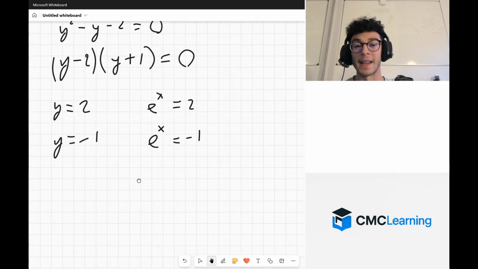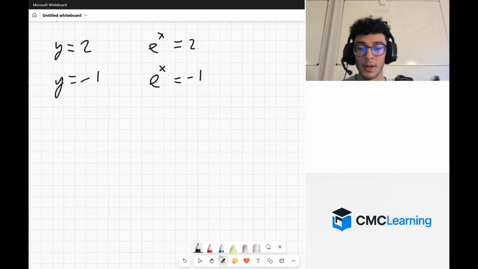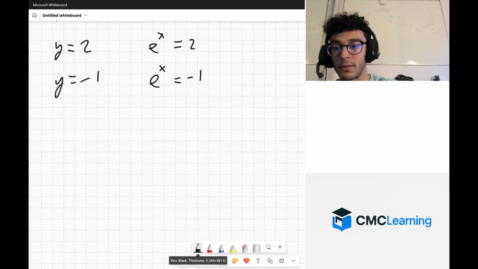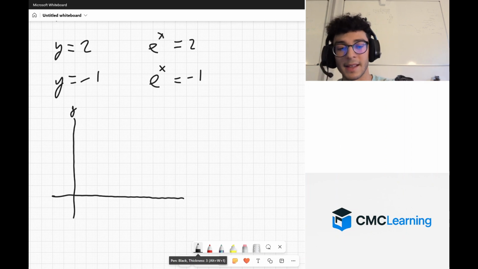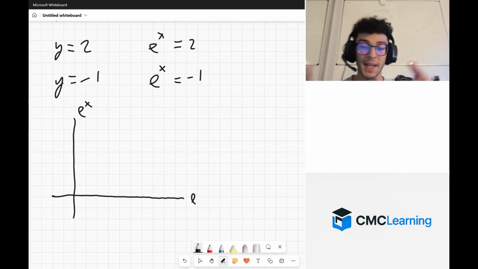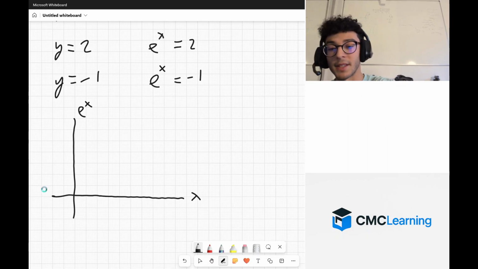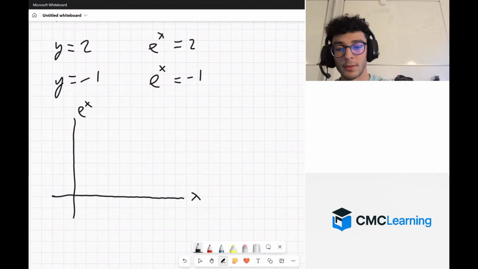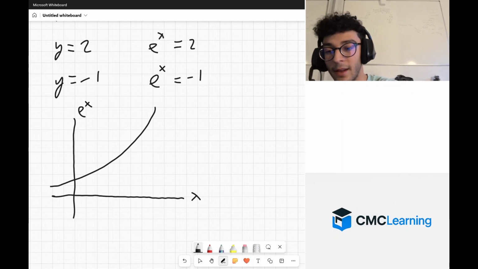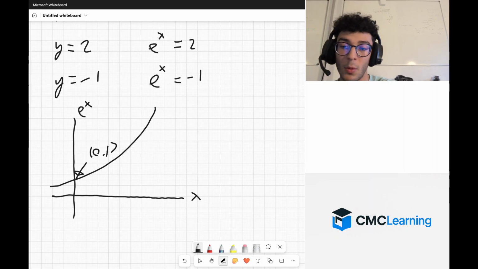Essentially, what e to the x equal to minus 1 is saying is, suppose I have some plot of e to the x against x. If we plot this up here, this is a characteristic curve that I think everyone should know at A level. Here we have some exponential growth. And our intercept here is equal to 1. So this coordinate, if you will, is 0, 1.